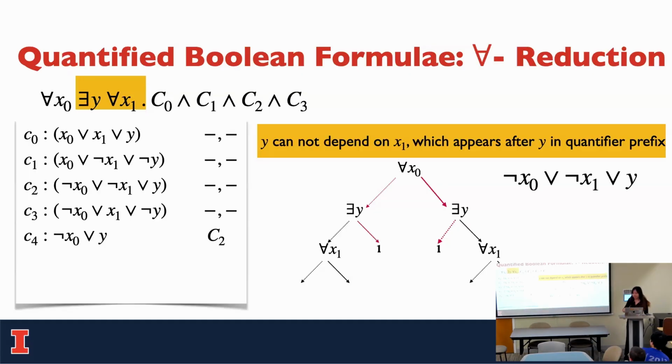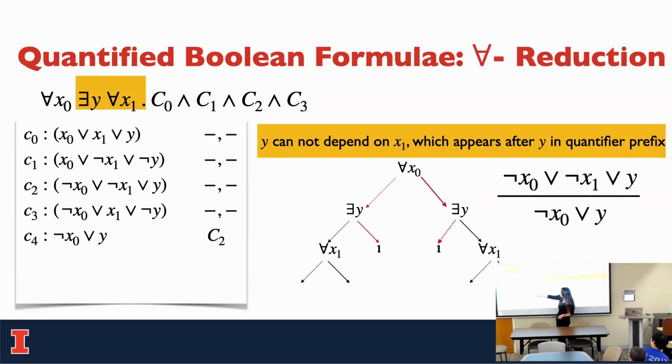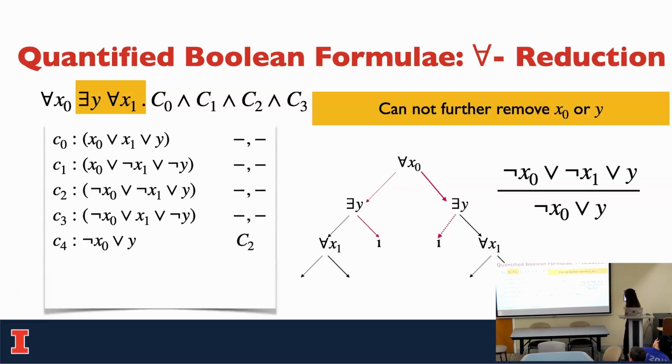So what does that tell us? That tells us if this clause is true, then we can derive a new clause, not x0 or y. If this is true, this should also be true. Okay, so that's how we derive a new clause by using forall reduction. From C2, we derive C4 by using this forall reduction. That's one rule. But what I want to emphasize here is you cannot further remove x0, even though x0 is forall quantified, because before that there is a y, and y is existential quantified. Okay, so that's why you cannot further remove x0.